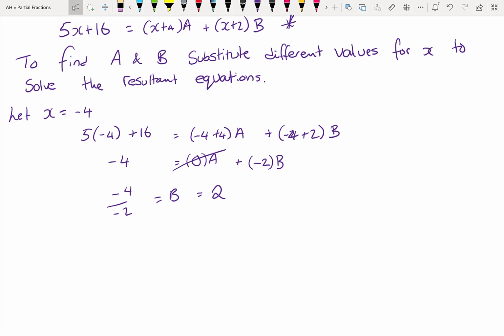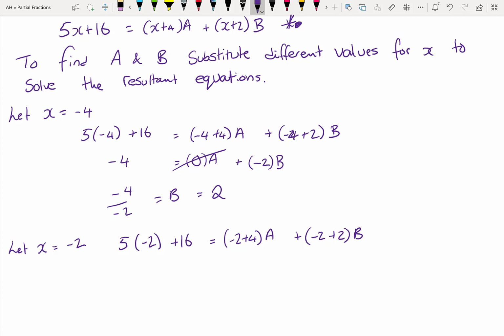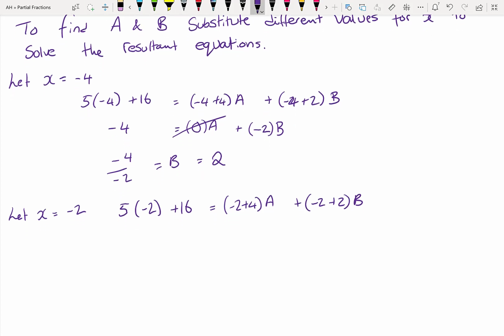What I'm going to do is do the same thing, but I'm going to pick minus 2 this time. Again, looking at this equation up here, I want the other one to go away, and so I've got 5 lots of minus 2 plus 16 is equal to minus 2 plus 4 lots of A plus minus 2 plus 2 lots of B. 5 times minus 2 is minus 10. So we go minus 10 plus 16 is 6 equals minus 2 plus 4 is 2 lots of A plus minus 2 plus 2, 0 lots of B.